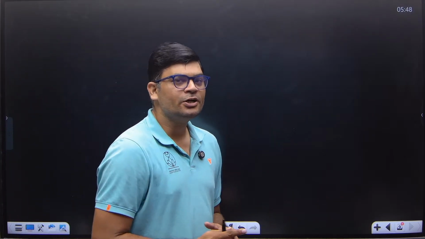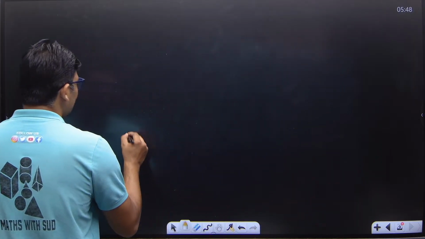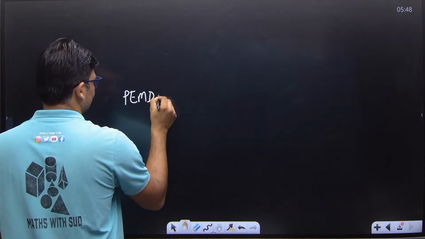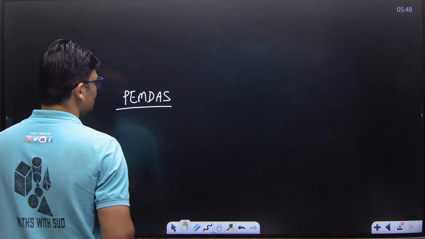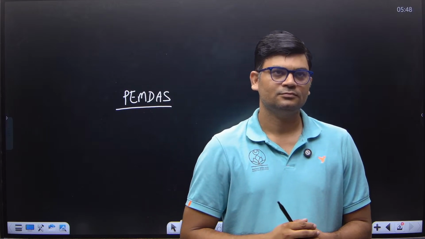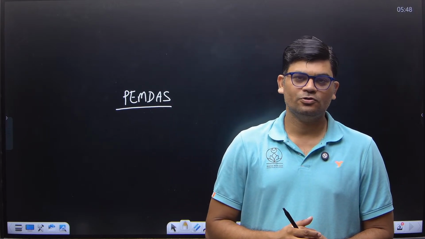So there are certain rules to do the arithmetic operation. In the US, the rule is known as PEMDAS. You know this? What is the full form of PEMDAS? Parentheses, exponents, multiplication, division, addition, subtraction. Very good. So you have to follow this rule.